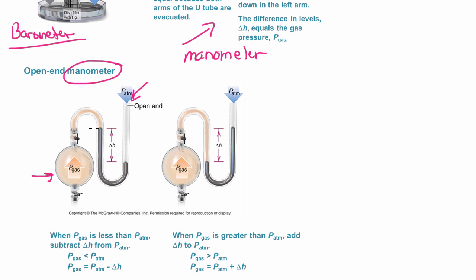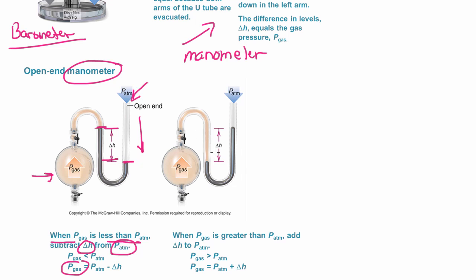That force is pushing down on this side. So in this case, we can see that the pressure of the gas is less than the pressure of the atmosphere. The pressure of the atmosphere is much greater. So again, this height difference will give us the pressure of the gas. Because the pressure of the gas is less than that of the atmosphere, we would subtract this delta H from the atmospheric pressure to get the pressure of the gas.